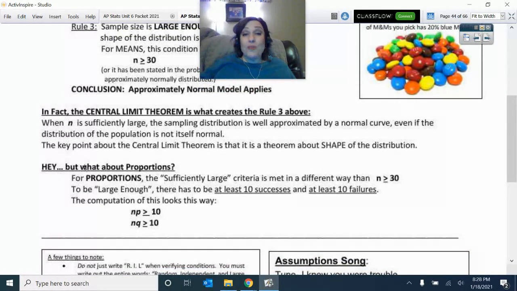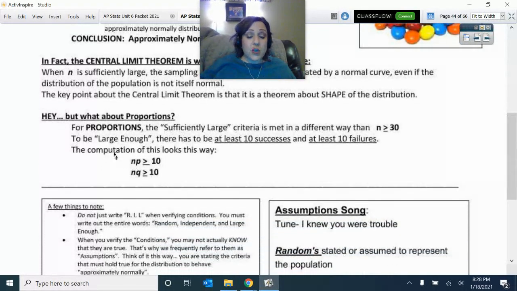Now, proportions have a different large enough rule. The proportion sufficiently large condition is met in a different way than means. For means, it's n is greater than or equal to 30. But for proportions, you have to have at least 10 successes and at least 10 failures.